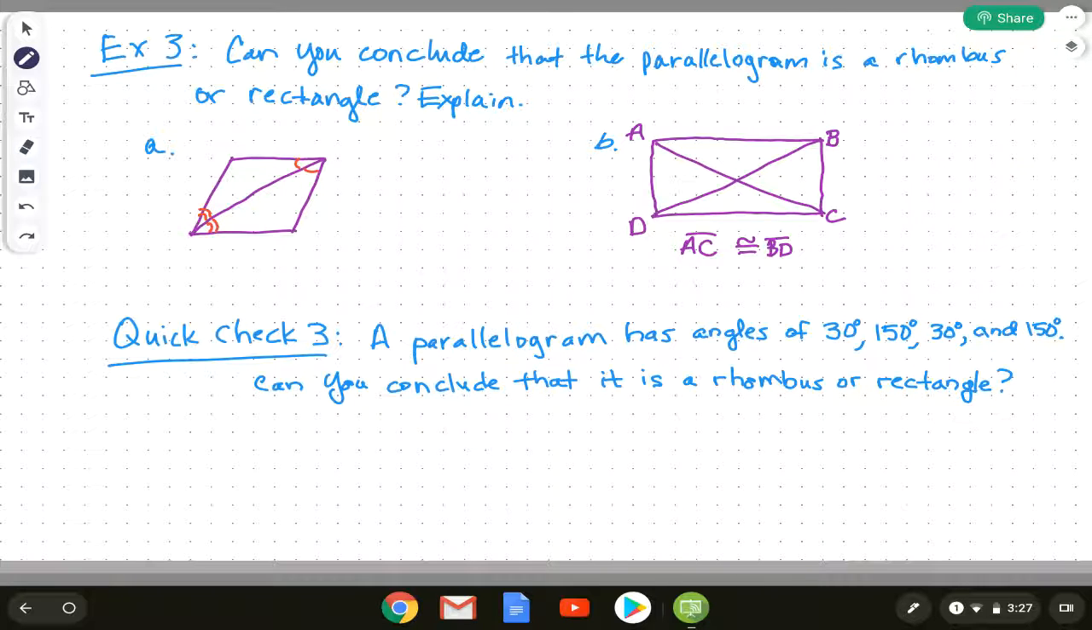All right, so Example 3 asks for us to look at these pictures and decide if we can conclude that the parallelogram is a rhombus or a rectangle. And when they say explain, they just want us to tell which theorem would give us the answer here. So looking at part A, I know it's a parallelogram, they told me that. And I have one diagonal that's bisecting each angle that it touches. So this one would be a rhombus. And that would be by Theorem 612.